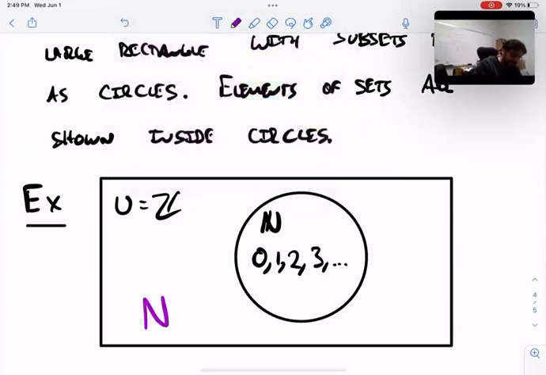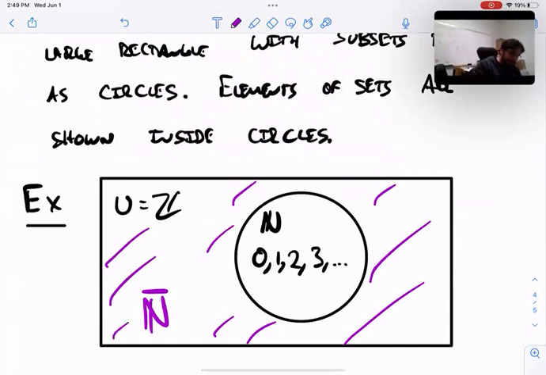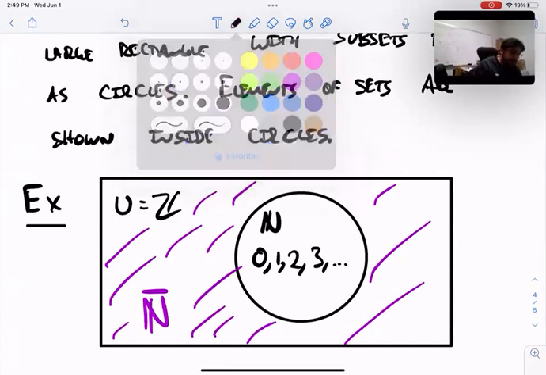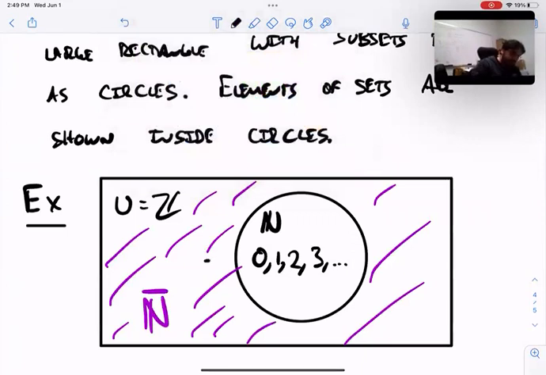Right, so in complement, that's all this stuff. That's anything I write outside of that circle. It is anything that's in the universal set, but not in N. So what would be out here? I'd have -1, -2, -3, and so on. So it's often a nice visual representation.